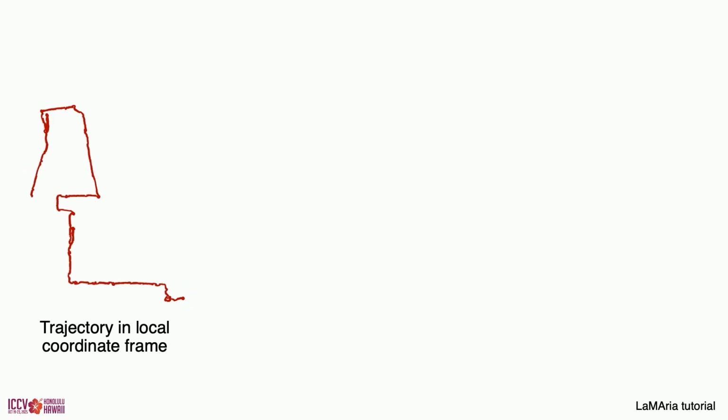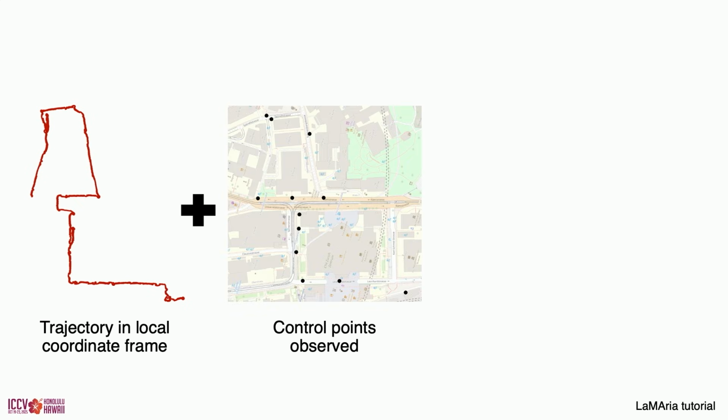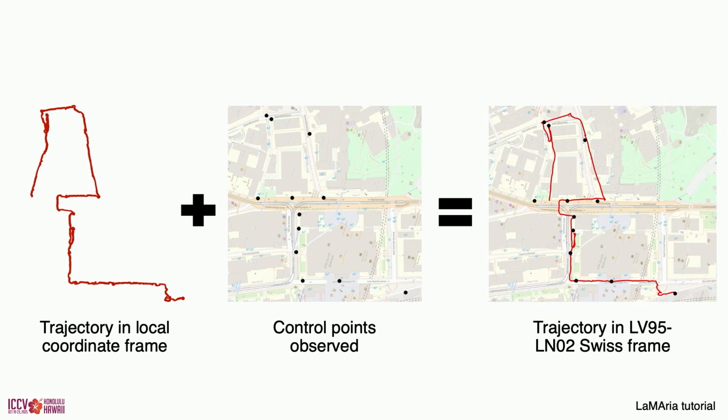To provide an illustrative example, we have a trajectory in its local coordinate frame. We have a set of control points which are observed in this sequence, which are in the Swiss reference frame. Then with this optimal alignment, we basically georeference the trajectory to this LV95 LN02 Swiss frame, which is an ENU frame which was described by Shaohui in the previous hour.